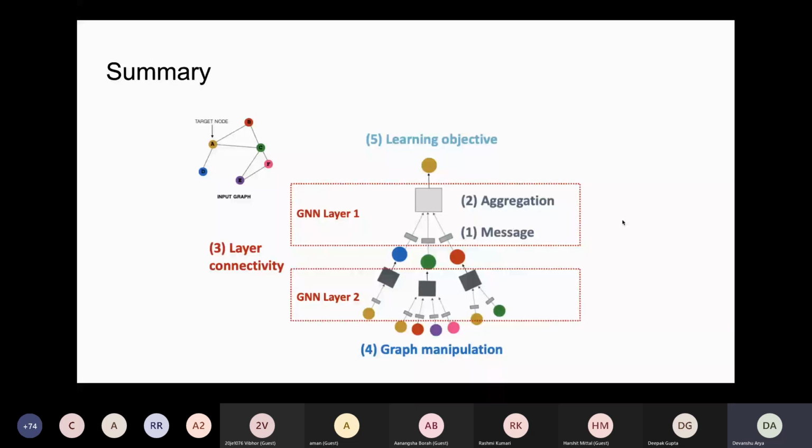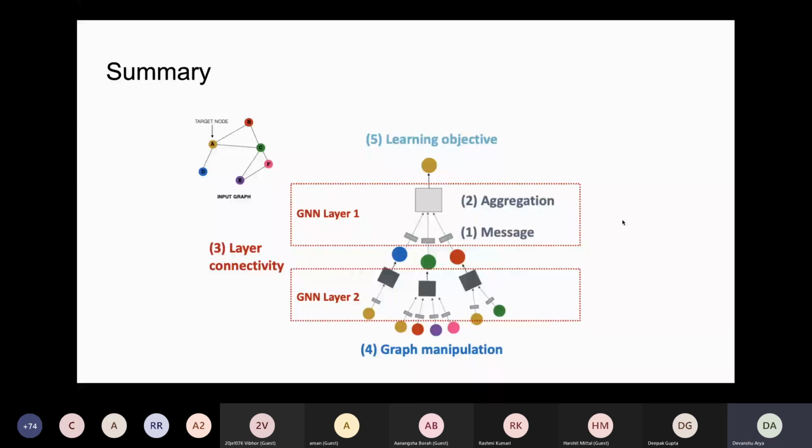Fourth is the graph manipulation. By graph manipulation, it is basically data pre-processing. Once you get the features, do you normalize the features and all this thing? That's graph manipulation. And the fifth is the learning objective, which will be the loss function, so that we can train the entire network.